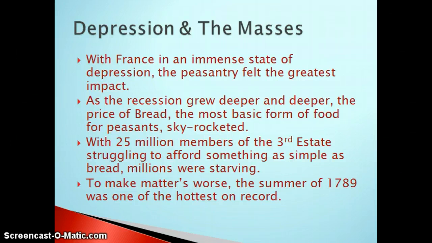But to make matters even worse, the summer of 1789 was the hottest on record. Now, I know that doesn't really seem like a big deal, but imagine you're starving, you're angry, you have nothing, but yet you see the king who has everything. And now you're sweating, and you're angry, and it just all culminates into this massive fireball. That is the French Revolution, and you'll see that play out.